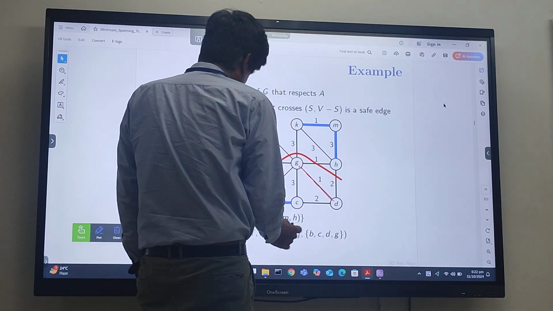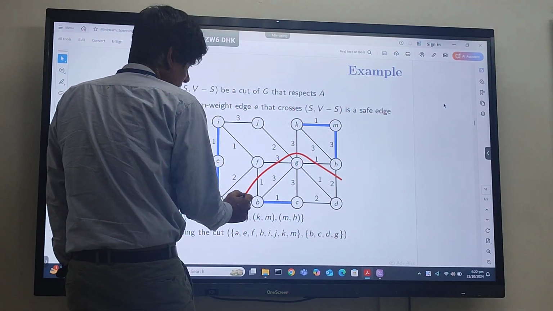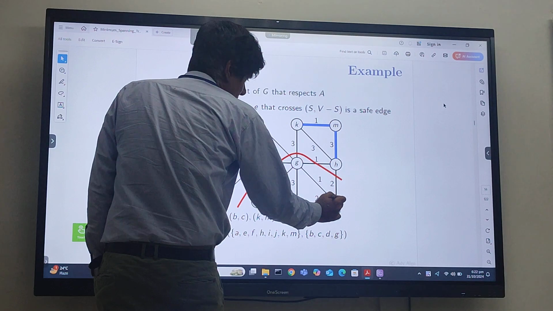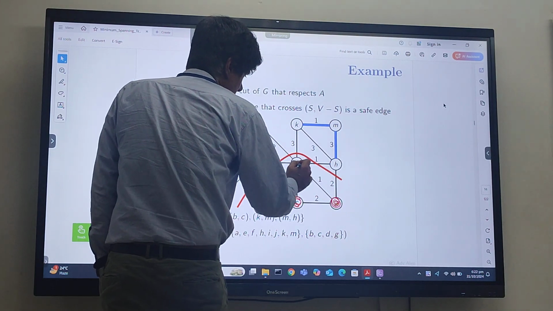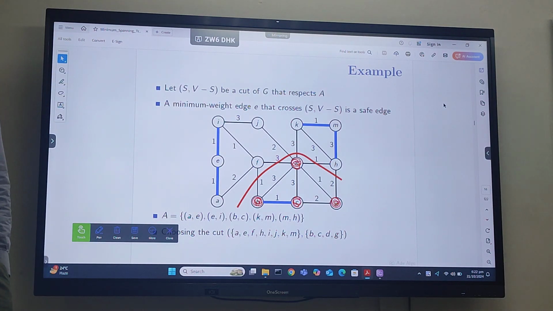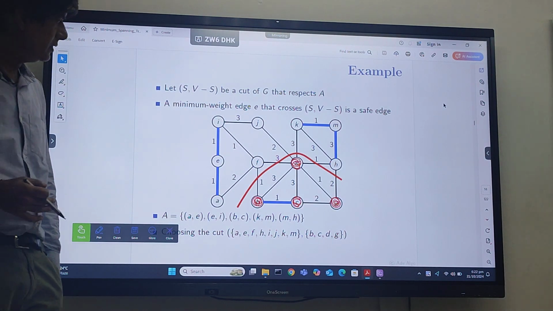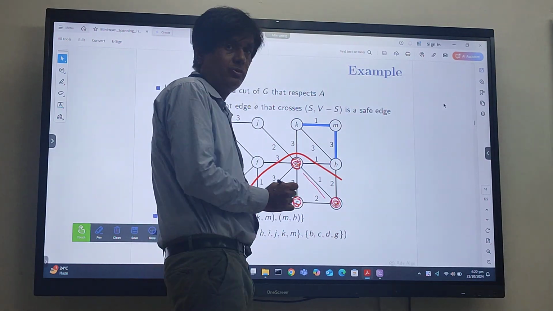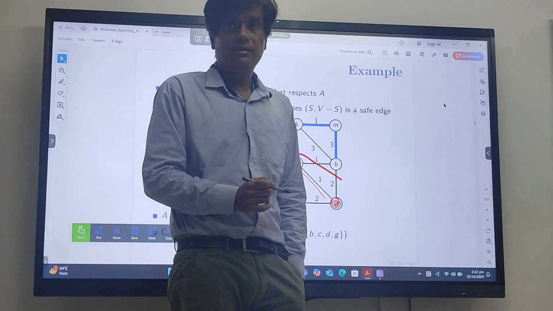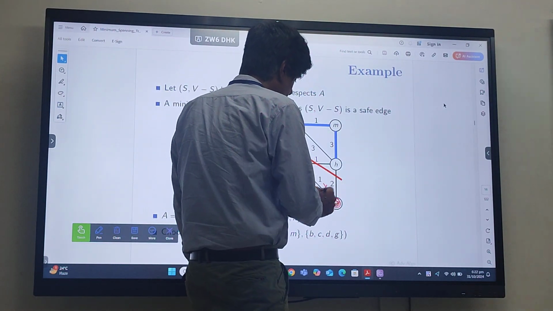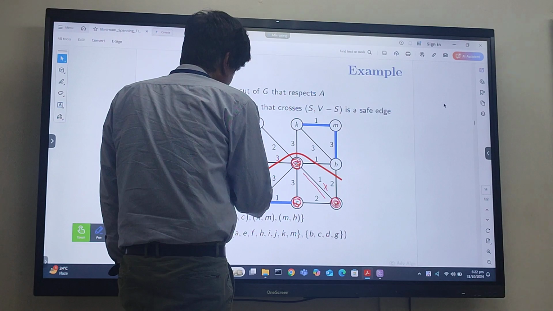So, okay, let me just try to explain. One set is this one. This is one set. We have included, and the other set is this white one. So why can't we include this one? Because they are both red color. They are both in the same set. So this cannot be included, but this can be included.